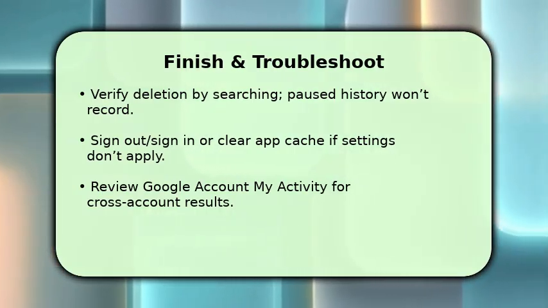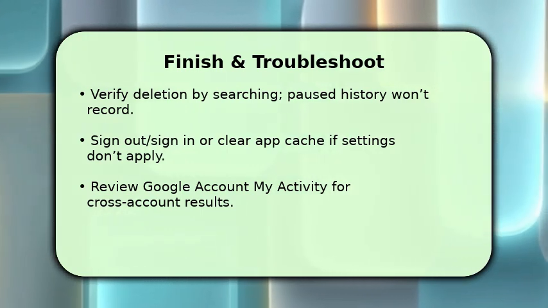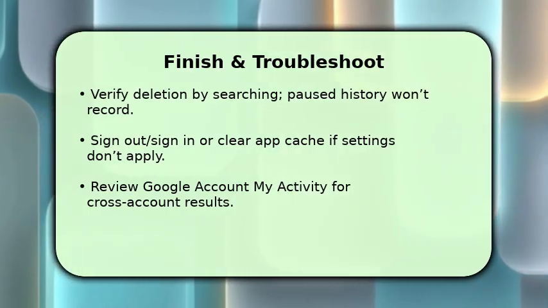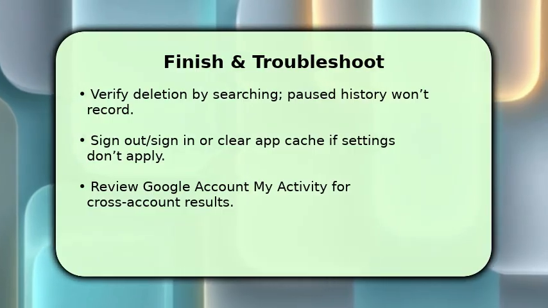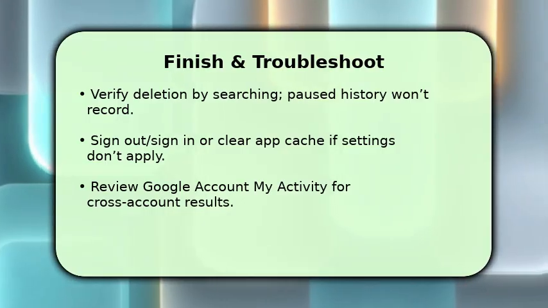If the deletion didn't take effect, sign out and sign back in or clear the app cache. Sometimes stale data prevents updates. Once done, also check Google Account My Activity if you use account-level logging. YouTube settings may not cover other logged services.